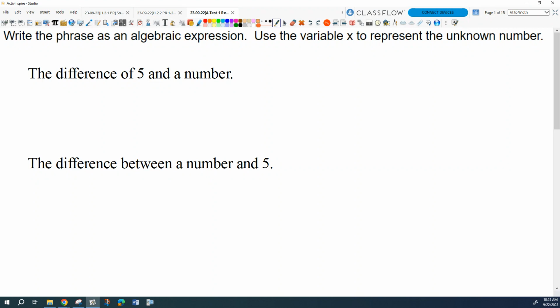It's telling us to use x to represent the number. What do you think? 5 minus x. 5 minus x. There you go. Good. Now that's different than the difference between a number and 5. How would I say that? x minus 5. And they mean different things, right? For subtraction and division, the order is important. For multiplication and addition, we can interchange things and it doesn't affect the outcome.